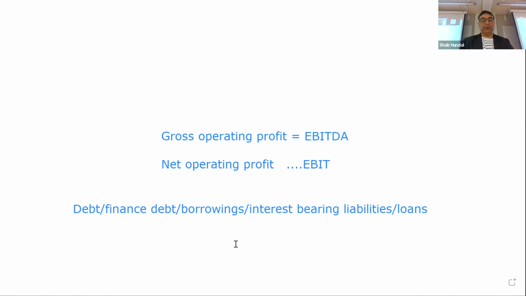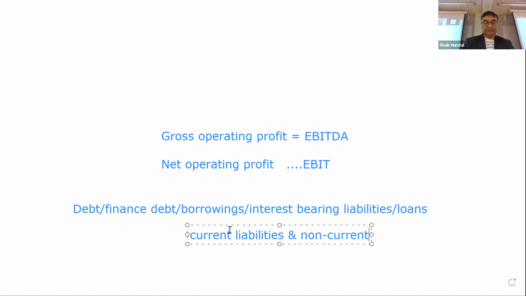And one more conceptual thing, which is very vital to understand now, that you notice now in BP, finance debt is appearing 2 times. One in the current liabilities, and the other is non-current liabilities. And what is the benchmark? What is the bottom line? What is the difference between the current and non-current? 364 days.